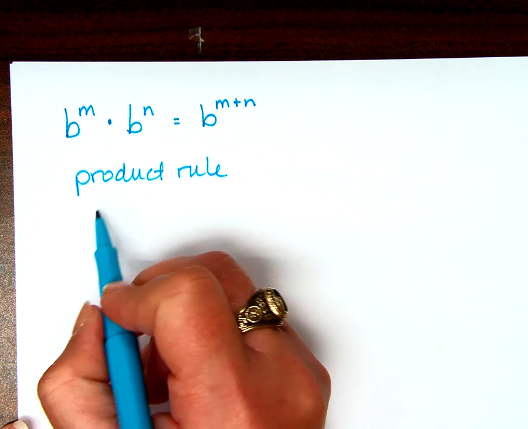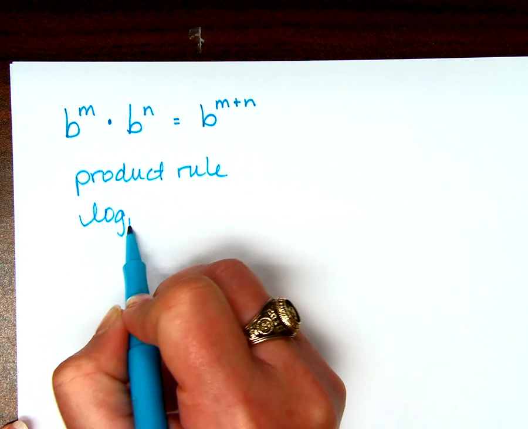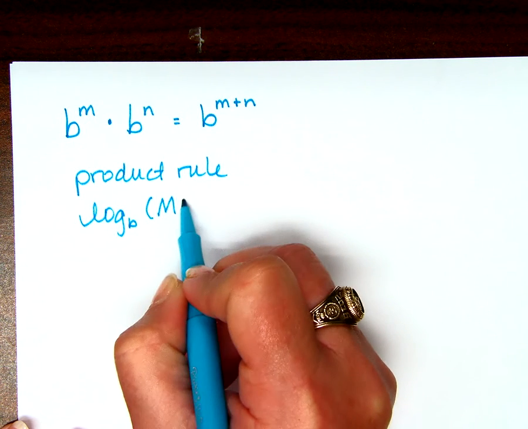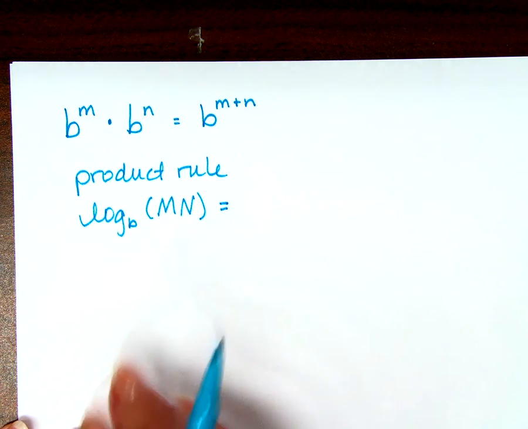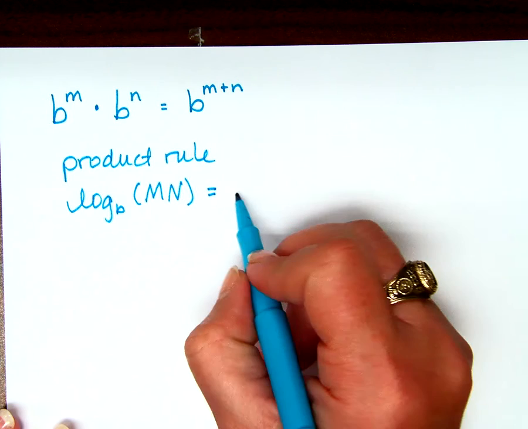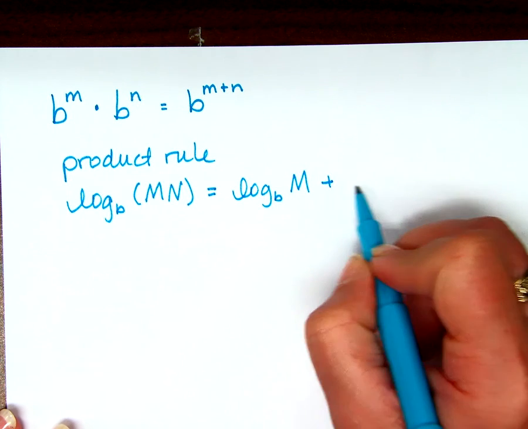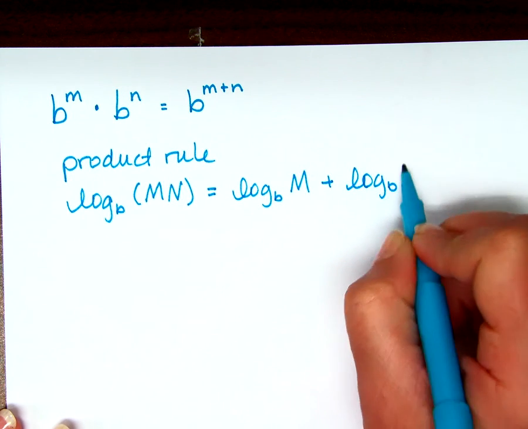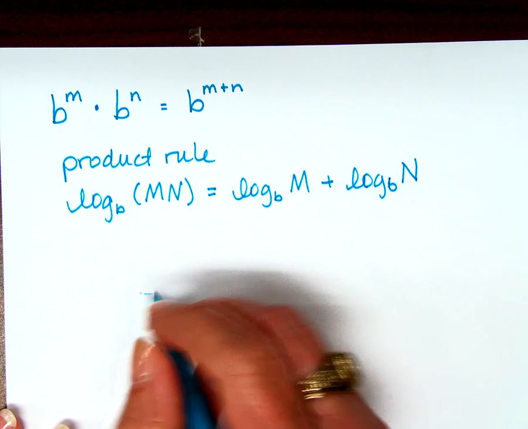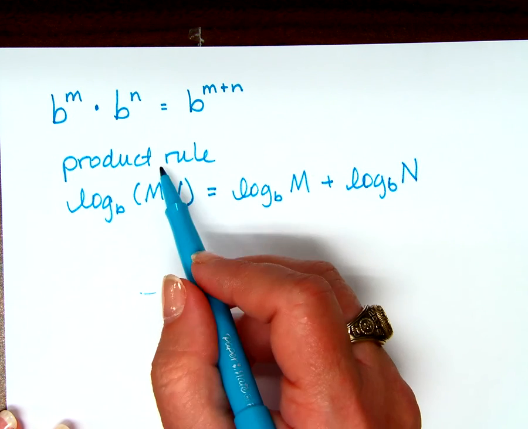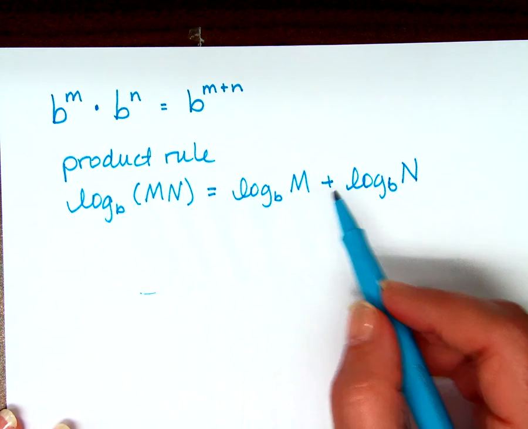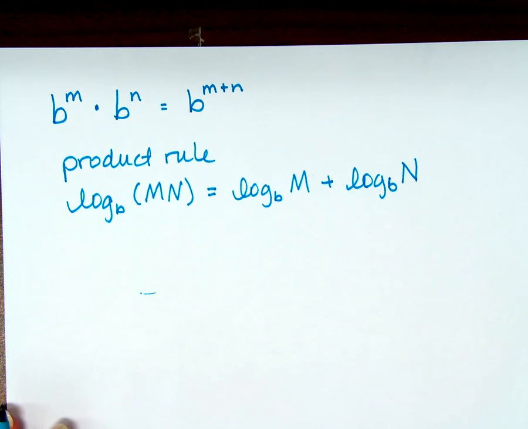if you have log base b of mn, and I ask you to expand that, that becomes log base b of m plus log base b of n. When things are being multiplied inside the logarithm, we use the product rule and we add each individual term. Does that make sense? Okay, so that's the product rule.